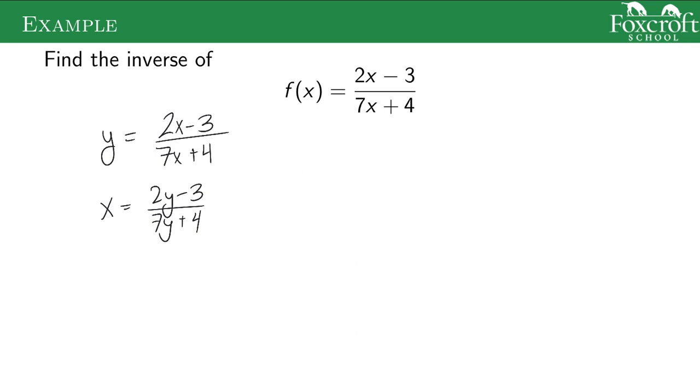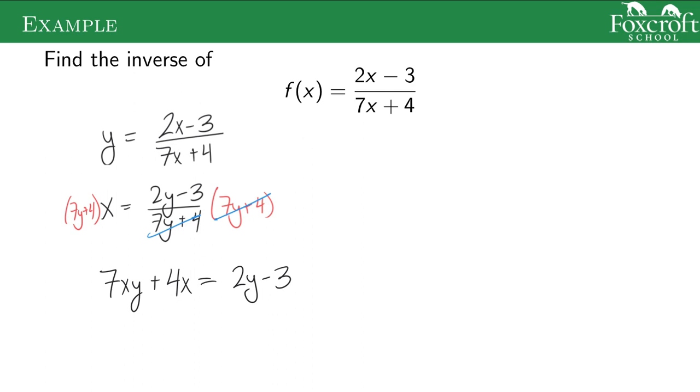First step, multiply both sides by the denominator. On the right-hand side, you do that because it cancels, and I just get the top of that fraction. On the left-hand side, I distribute. So I'm going to get 7y times x is 7xy, 4 times x is 4x.